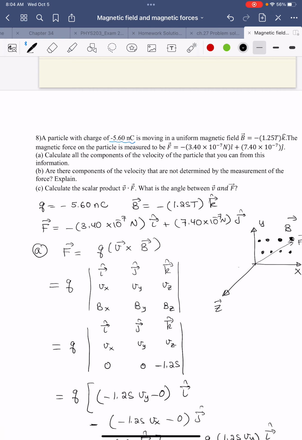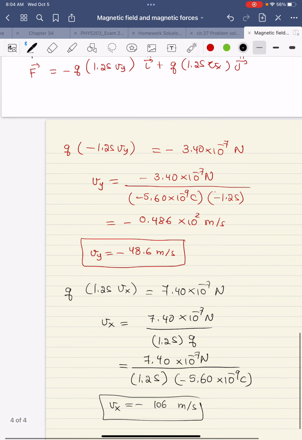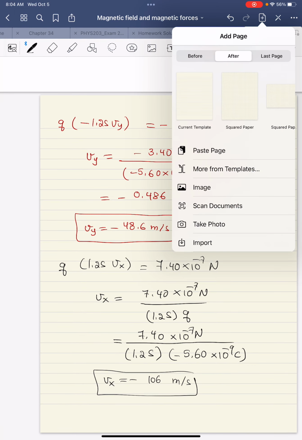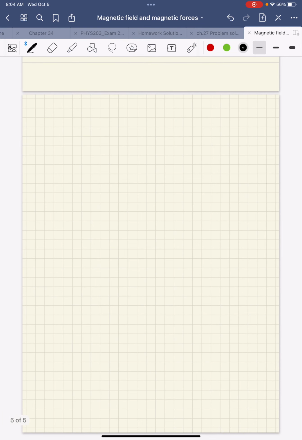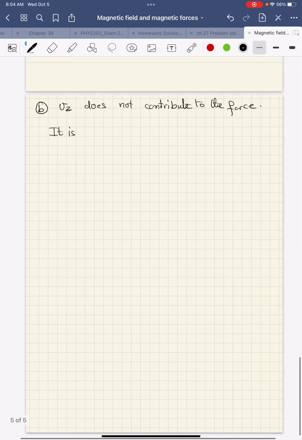Are there components of the velocity that are not determined by the measurement of the force? Explain. From these measurements, Vz did not come out, it does not contribute to the force, and therefore it is not determined by the measurement of force.